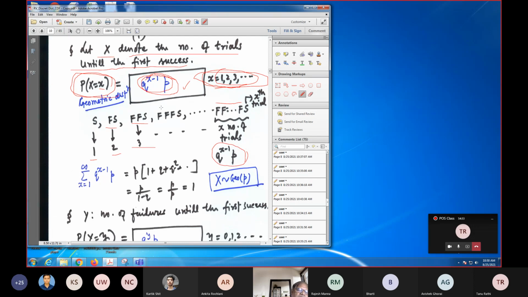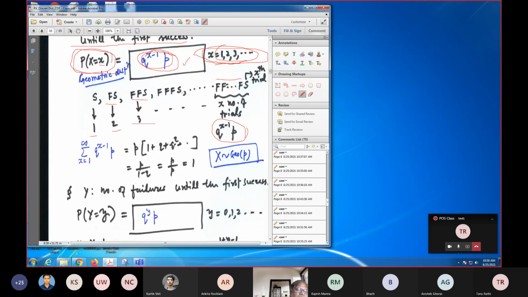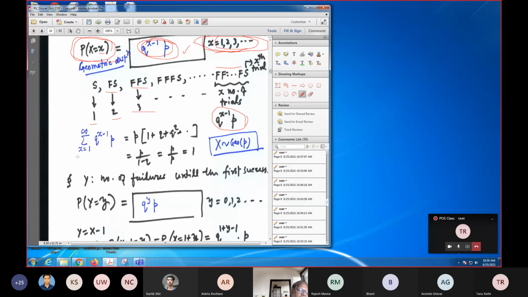We have to check whether it's a valid distribution or not. Basically, it is a non-negative quantity, as you can see, both P and Q are positive. Let us see the sum. We have to sum all the possible values of X here. If you sum this, it is a geometric series, so it will be P over 1 minus Q. 1 minus Q is P, so it is 1.